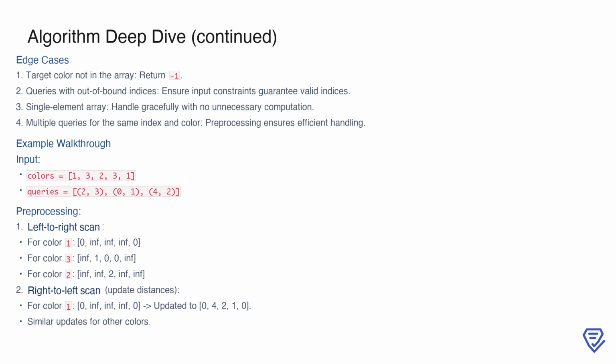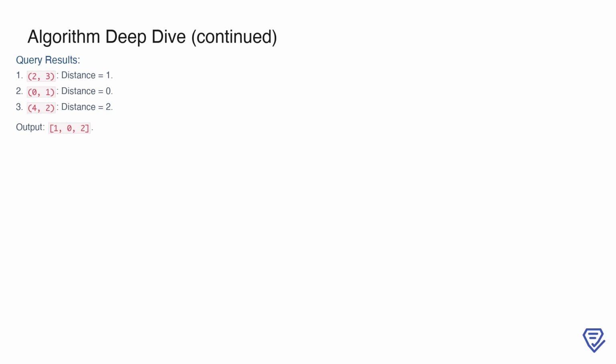Next, the right-to-left scan updates these distances. For color 1, the distances become 0, 1, 2, 1, 0, and similar updates are made for the other colors. This pre-processing ensures that the shortest distances are available for all indices and colors. Using the pre-computed distances, we can now process the queries.